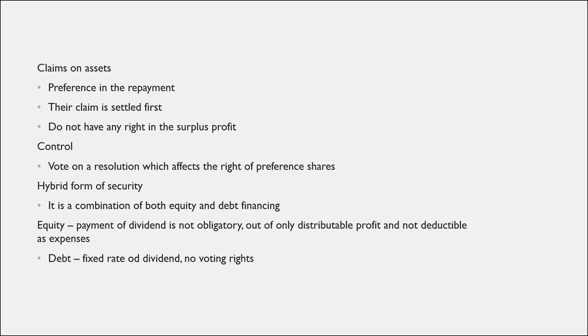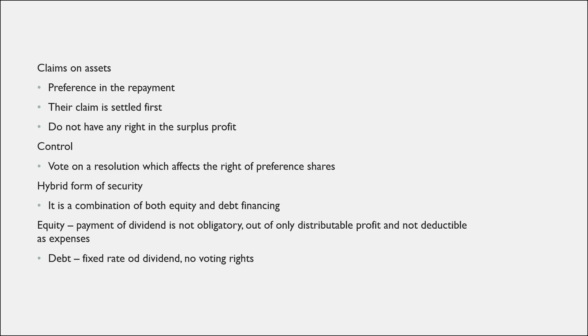Next is control. Preference shareholders do not have any voting rights related to management or control of the company. They have a voting right regarding resolutions related to preference shares. And also they vote during the meeting of the company.